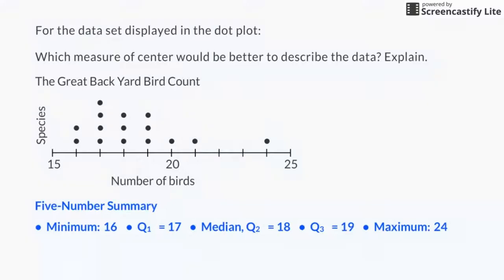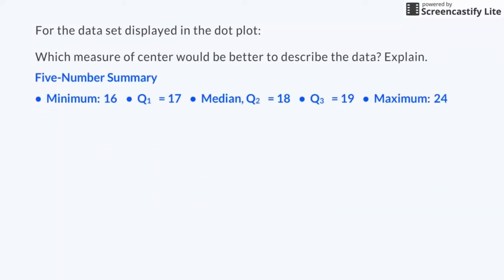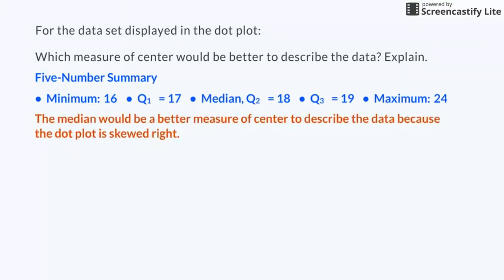Let's see which measure of center would be better to describe the data. The dot plot is skewed right. This will pull the mean to the right of the median. The median is not affected by a few very large or very small values. The median would be a better measure of center to describe the data.